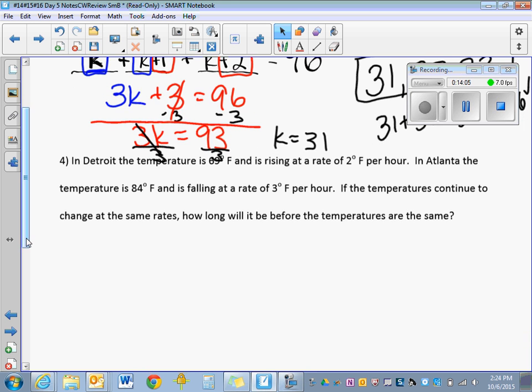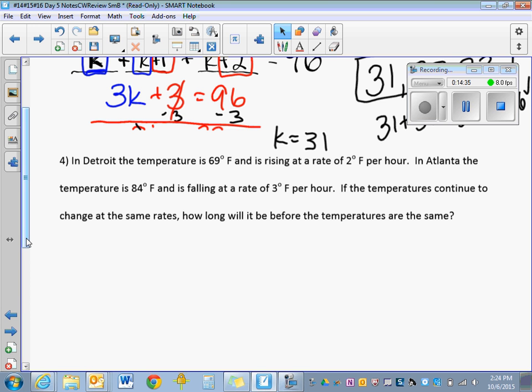Alright, the next one. In Detroit, the temperature is 69 degrees Fahrenheit and it's rising at a rate of 2 degrees Fahrenheit per hour. In Atlanta, the temperature is 84 degrees and is falling at a rate of 3 degrees per hour. If the temperatures continue to change at the same rates, how long will it be before the temperatures are the same?